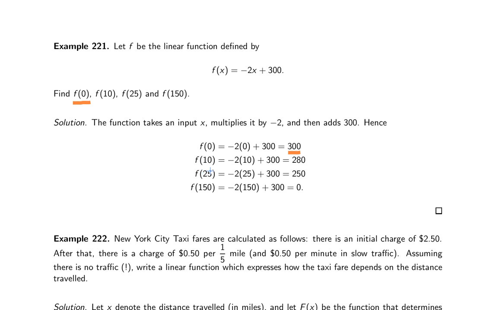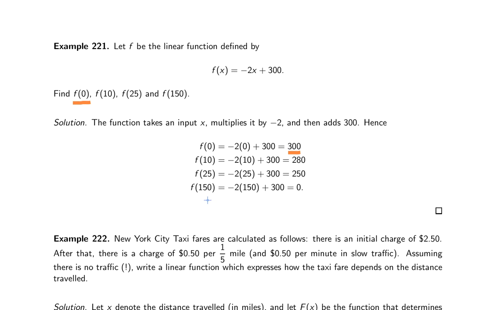F of 10. Now replace x by 10, so we're getting negative 2 times 10 plus 300. Negative 20 plus 300 is 280. F of 25, we're getting negative 50 plus 300. That's 250. So for this f, when the input is 25, the output is 250.